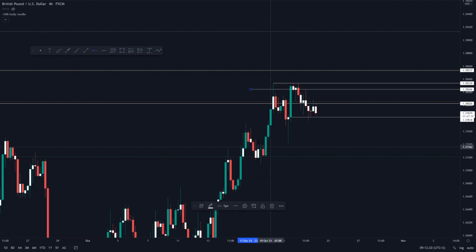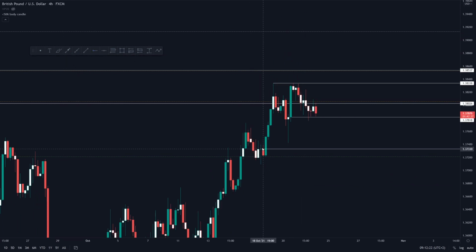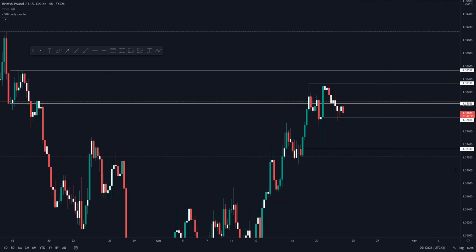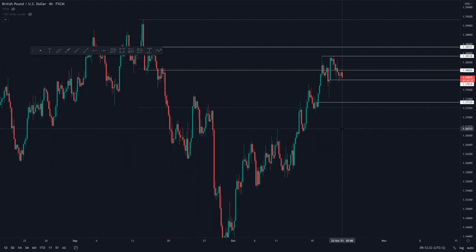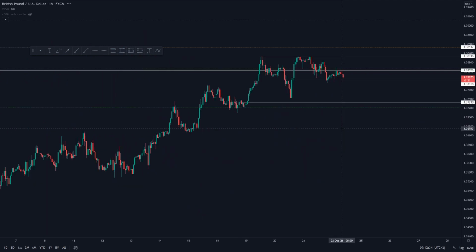If we can break that level, then we will see this level over here, 1.37330. That is our next level of support. Let me just turn off the basing candles for you guys. That's the next level that I'll be looking to trade towards, as that is a very strong area of 4 hour demand.